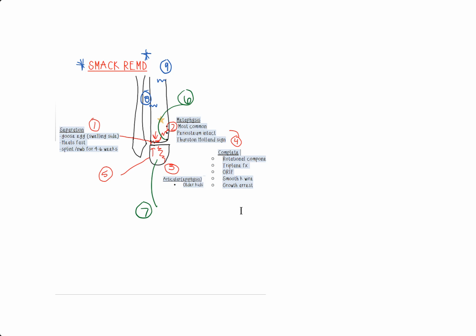Then we have number 3, which is the A, the articular, the epiphysis area. This one is quite common in older kids.